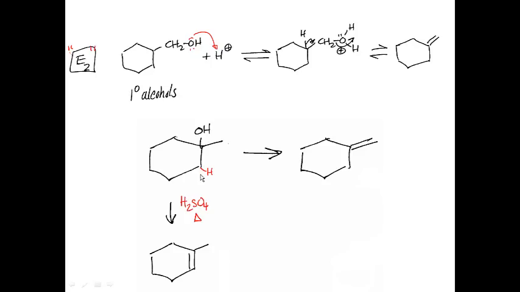But going back to the last lecture, we learned how to make the least substituted double bond, and to do that, we would need to react this alcohol with our tosyl chloride, and that would form then the tosylate ester.